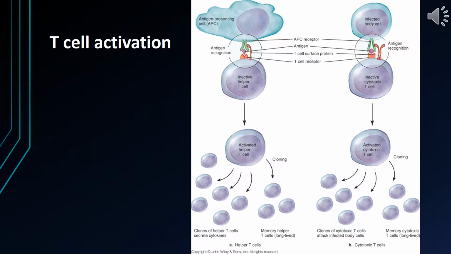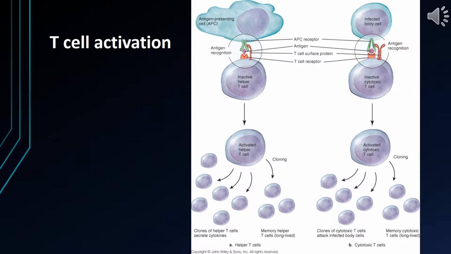This diagram shows how T cells are activated. So at the left of the diagram we can see the APC, or antigen presenting cell, presenting its antigen to an inactive helper T cell. Once the T cell is activated, it clones more helper T cells which secrete cytokines, and these cytokines are chemicals which go on to activate the cytotoxic T cells, another type of T cell. And the activated helper T cell also clones memory helper T cells.